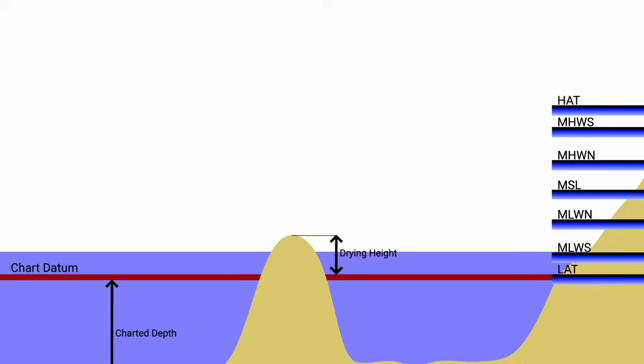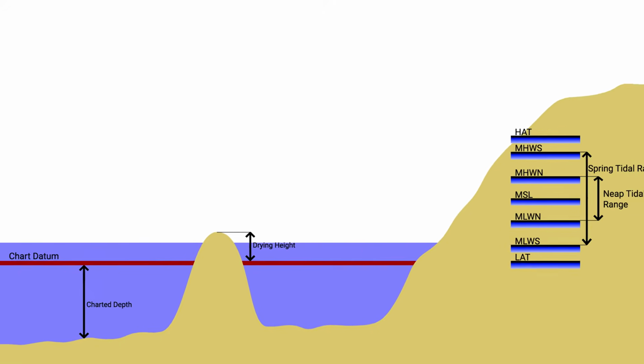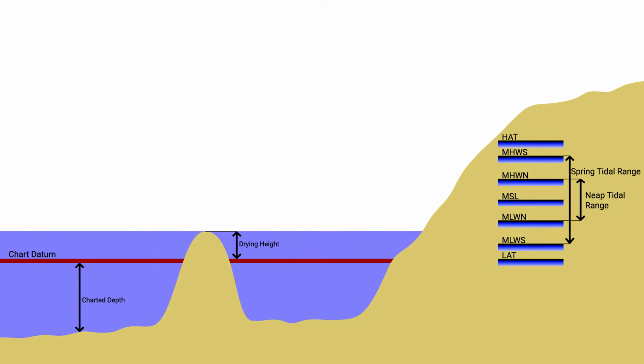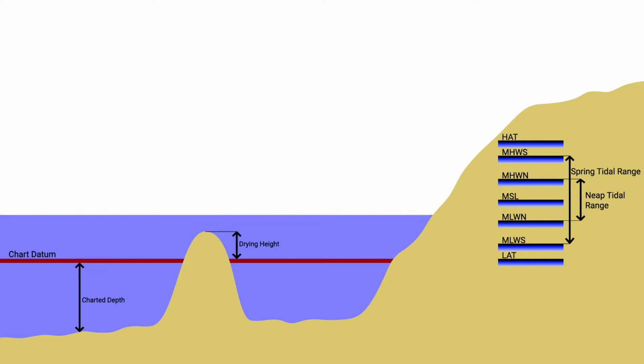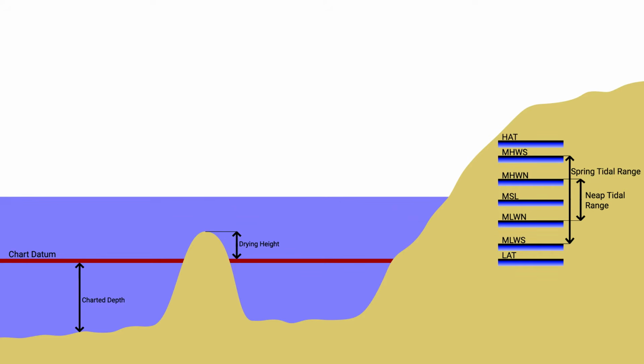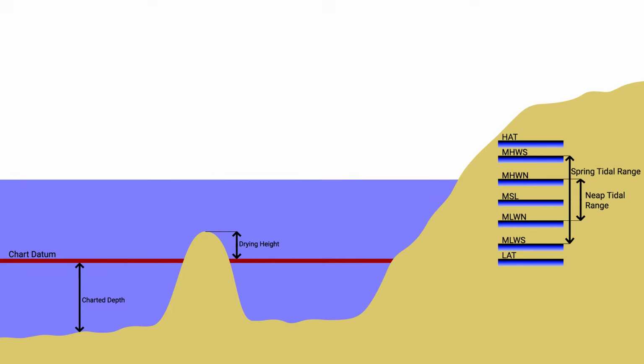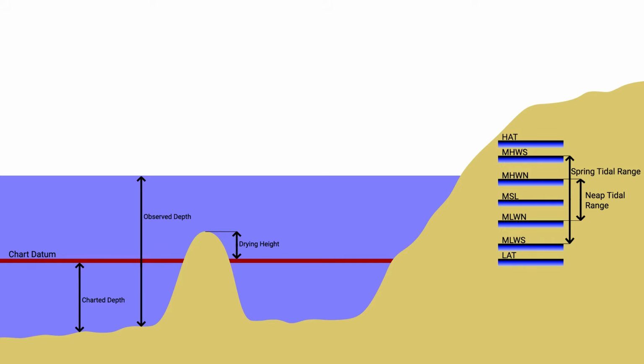As I say though, it really doesn't matter what datum is in use as long as it's consistent across the chart and your chart and your tide table are using the same datum. That's really important because when we're trying to work out how much water there actually is, this distance here, the observed depth, we're going to need to add together the charted depth and the height of tide.